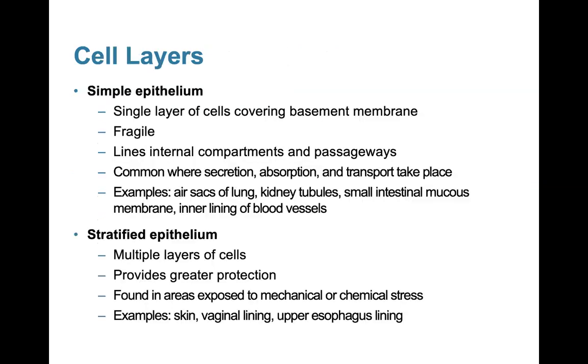So looking at the different types of epithelial tissue, we have simple epithelium, and by its name, it's a single layer, that's what simple means, of cells covering a basement membrane. It's usually very fragile. So it's not something you'd see for a very protective membrane. It's more of just a very simple barrier.